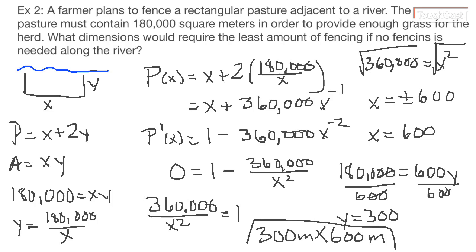We needed to find the dimensions that would require the least amount of fencing if we didn't put any fencing along the river. I don't think we're going to be able to squeeze another example into this video, so we'll put example 3 at the start of our next one.